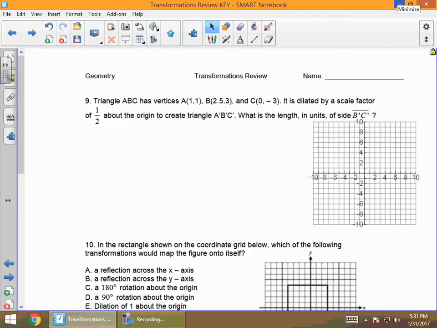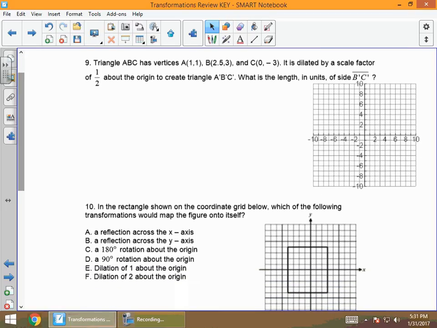All right, guys, it's Mr. Lamb, and this is the final page of the transformations review. This is page 4, questions 9, 10, and 11.